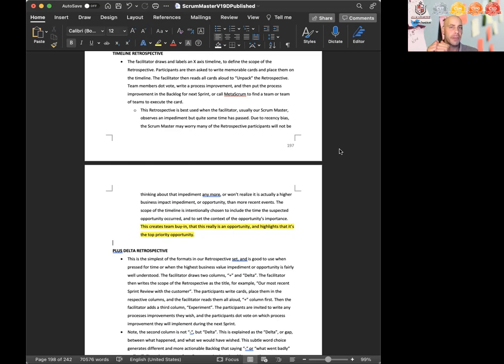Then the teams dot vote, they find the card they want to improve, they write a process improvement card, and either they themselves execute it if they can, or they bring it to Metascrum to find someone who can.